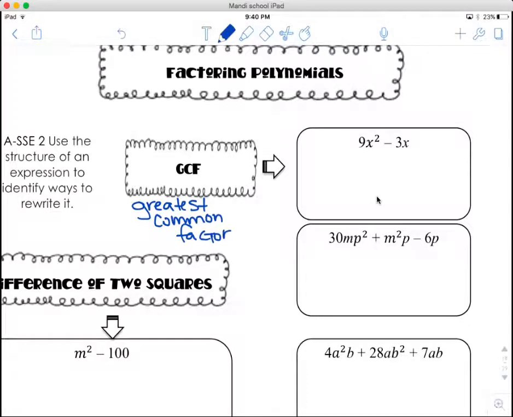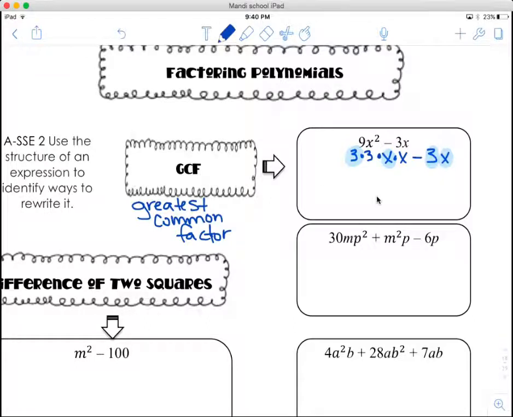So that means we need to look at the largest factor that can be taken out of both of these terms. So the first thing we need to do is decide what factors we have. So a 9 is really a 3 times 3, and an x squared is really x times x, minus 3x. So remember, greatest common factor, what they both have in common. So for this one, they have a 3 and an x in common.